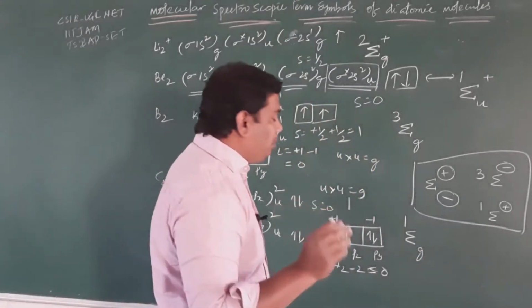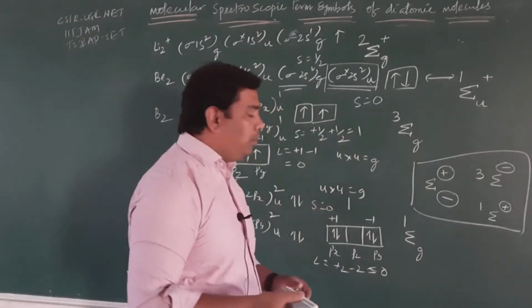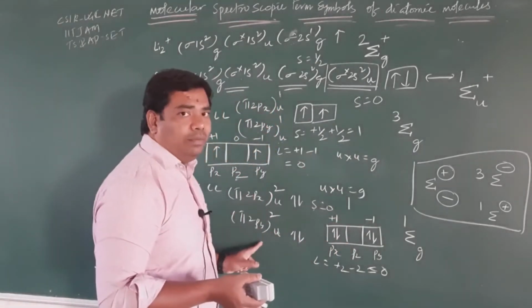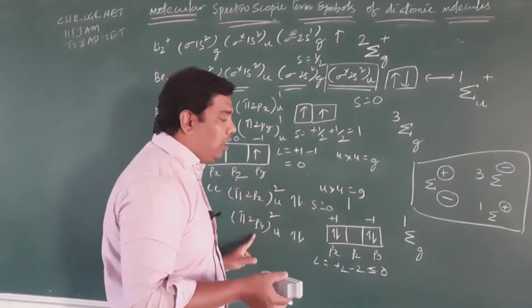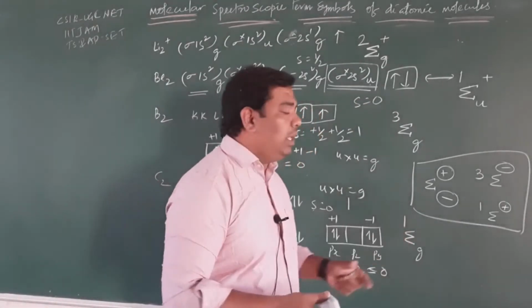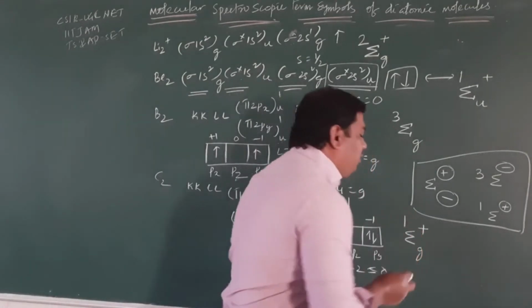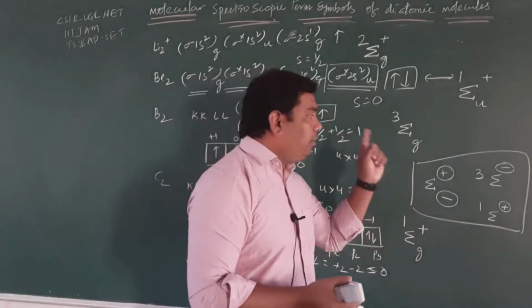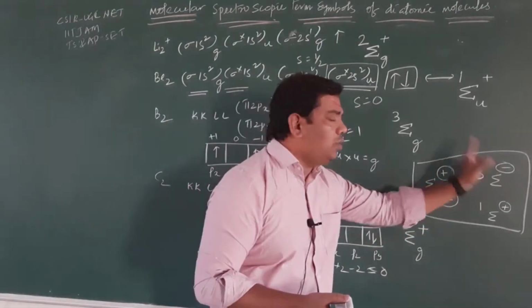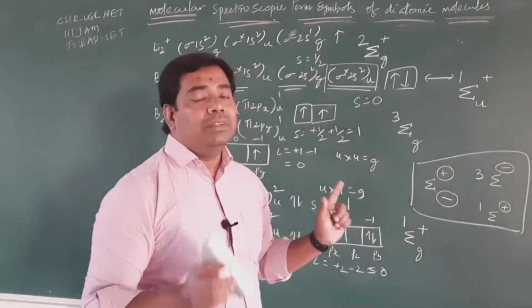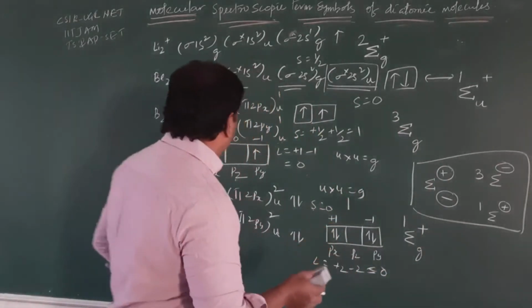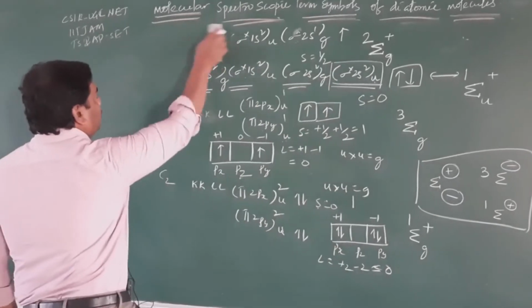Clear, student? Remember what I said in the previous example: if the electrons are present in p orbital and the spin multiplicity value is 1, then you can use the superscript plus. But if the spin multiplicity is 3, then you can use the negative superscript. That is the condition, student. It is very simple. Then we will move to another example, student.